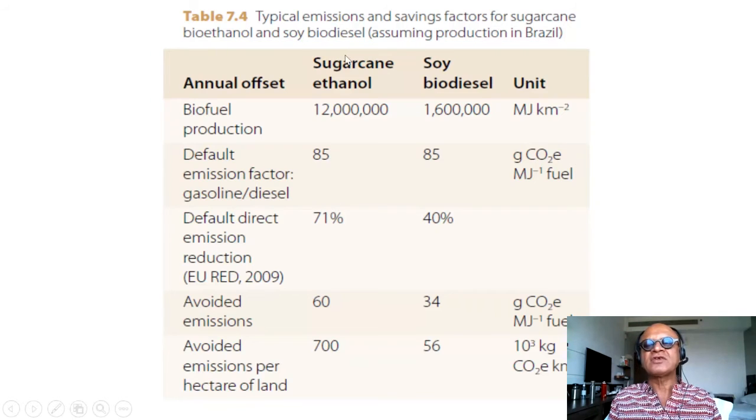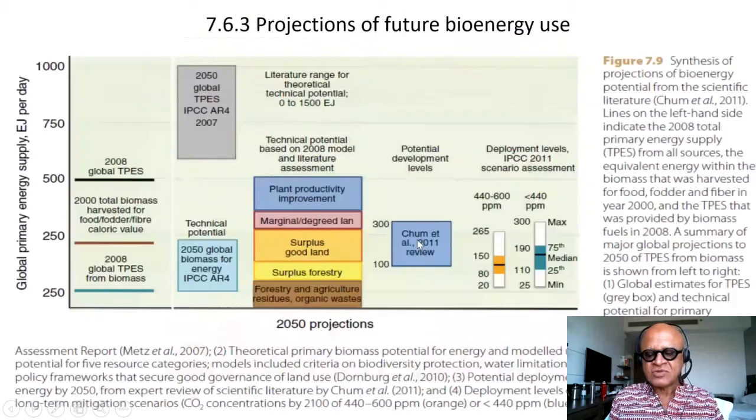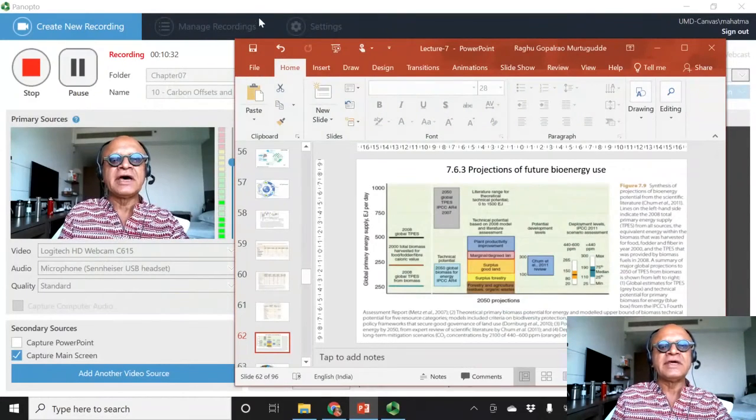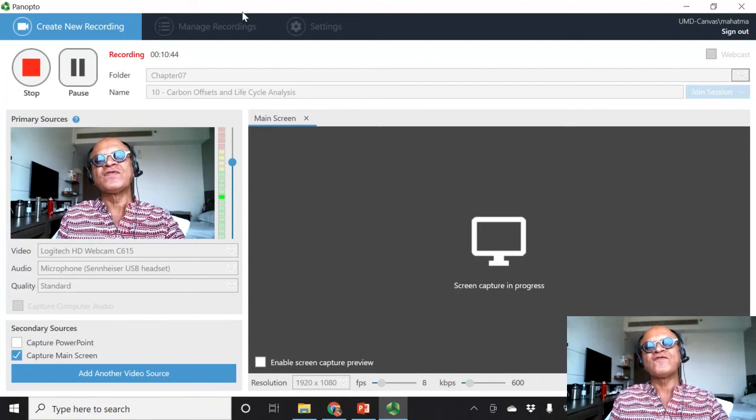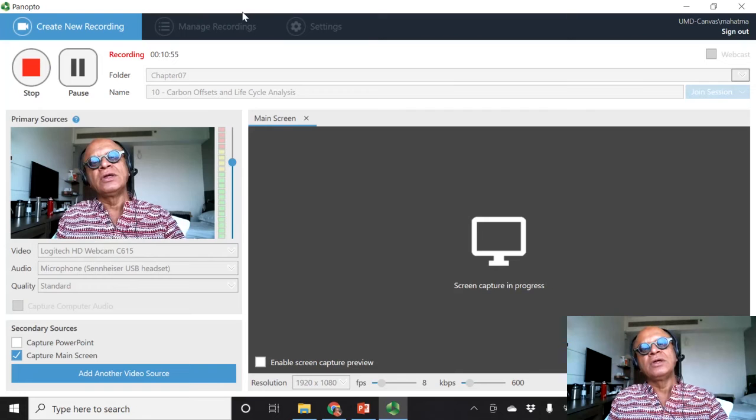Typical emissions and savings factors for sugarcane bioethanol and soy biodiesel. Again, the same story in terms of biofuel production: default emission factor compared to gasoline and diesel, default direct emission reduction, avoided emissions, and avoided emissions per hectare of land. So this has to be done well, and obviously with life cycle analysis, to make sure that the land conversions are in fact a net gain in terms of keeping carbon out of the atmosphere and buried in land. Replacing high-emission fossil fuels with biofuels is essentially meant to reduce emissions in a life cycle sense.